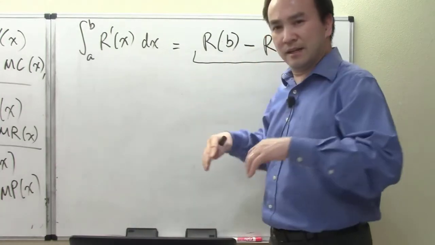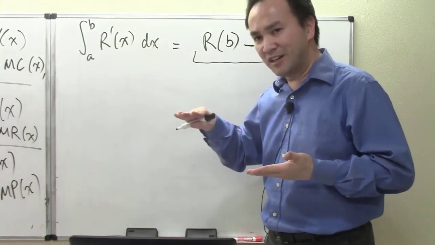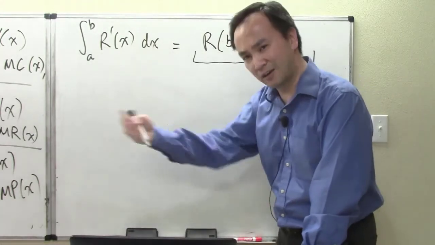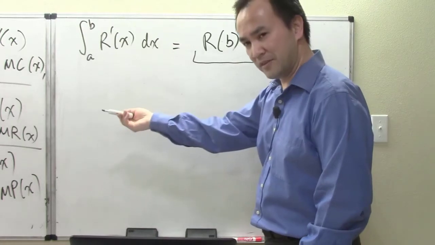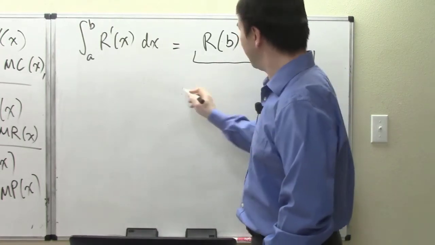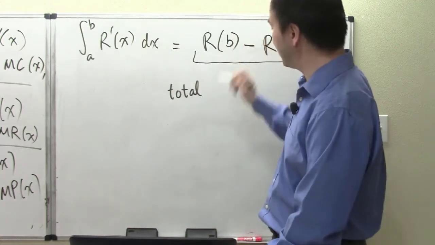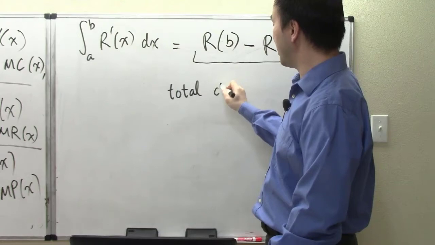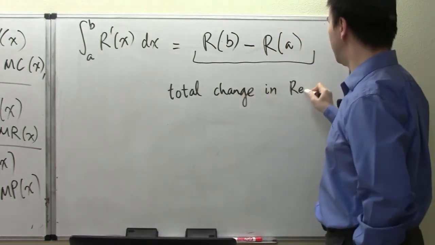And of course, when we're talking about revenue, it's not production level, but we're talking about selling a number of units. I mean the number of units that we can sell away. Okay? And so a difference represents a change. So this here is similar to cost. Now for revenue, R of B minus R of A right here is the total change in revenue.